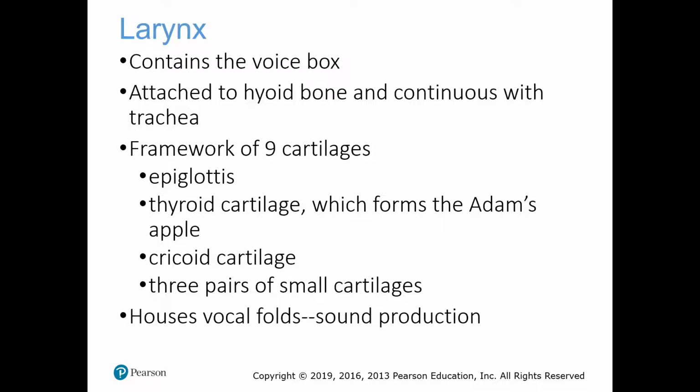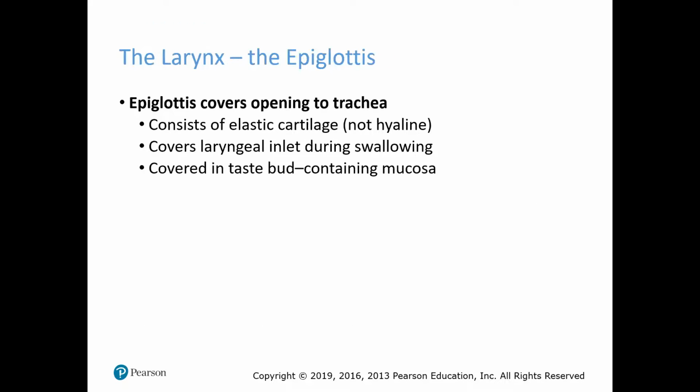So, the larynx has the hyoid bone. It is made up of nine pieces of cartilage. We have the epiglottis. We have the thyroid cartilage, which is where we have the location of the thyroid gland. We have the cricoid cartilage, and three pairs of small cartilages, and we have the vocal cords or vocal folds. Now the epiglottis is the first thing we see here in the larynx. It is elastic, and it will cover the opening to the trachea when we swallow.